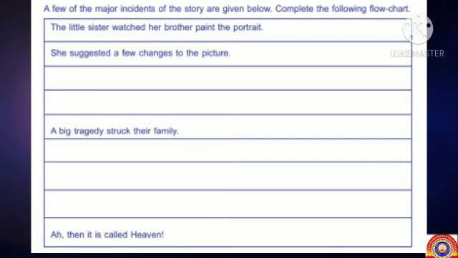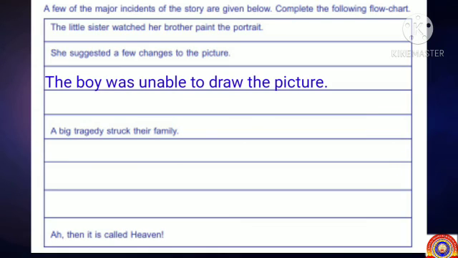Students, do you remember the main events of the story? So first of all, you have to identify the main events of the story. Hope you all identified it. All of you read the first one. The little sister watched her brother paint the portrait. Second one, she suggested a few changes to the picture. What will be the next one?